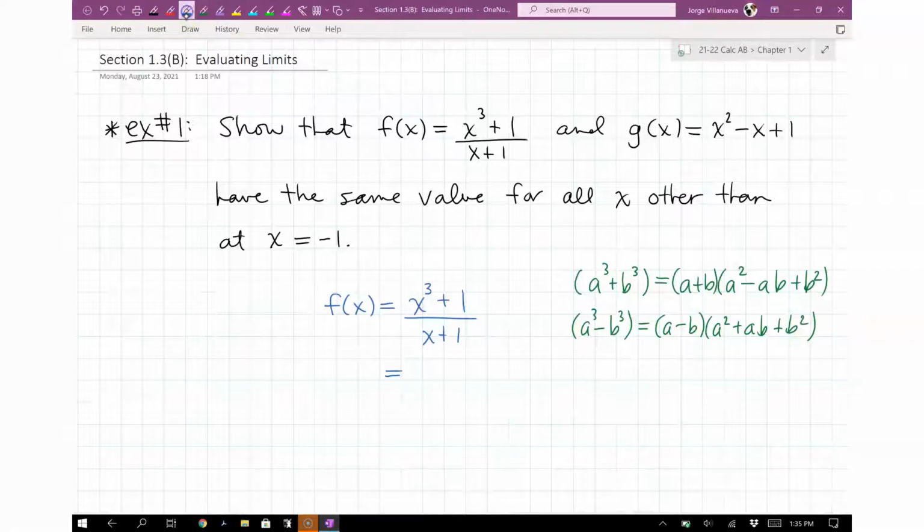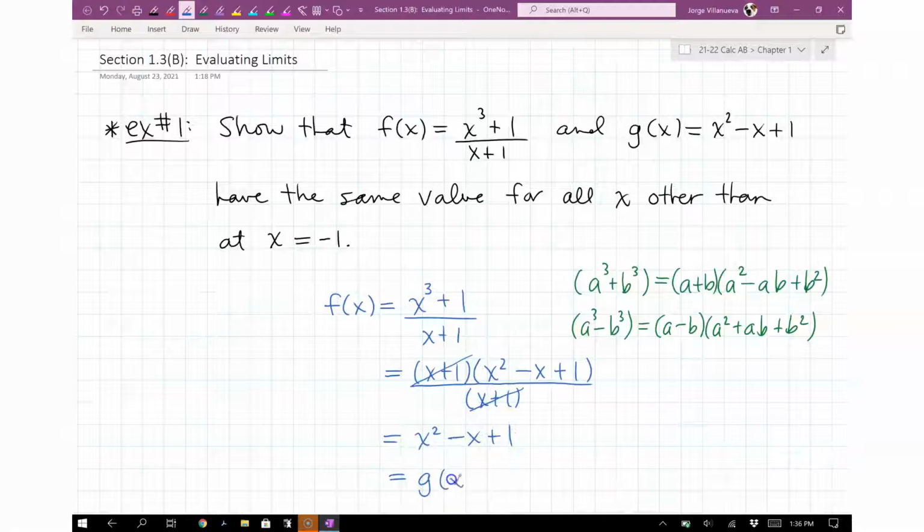So anyway, we factor this. This will become x plus 1 times x squared minus x plus 1 divided by x plus 1. Now that'll allow you to cancel. So all you have left is x squared minus x plus 1, which is g of x. So what we just finished doing right here, and this technique of cancellation is important for limits, but this is not a limit problem. But this technique has basically showed you that two functions are identical, right?